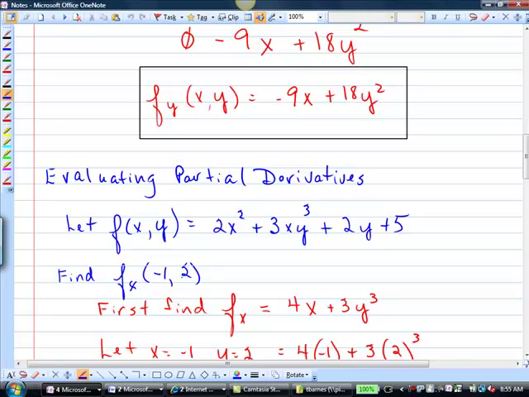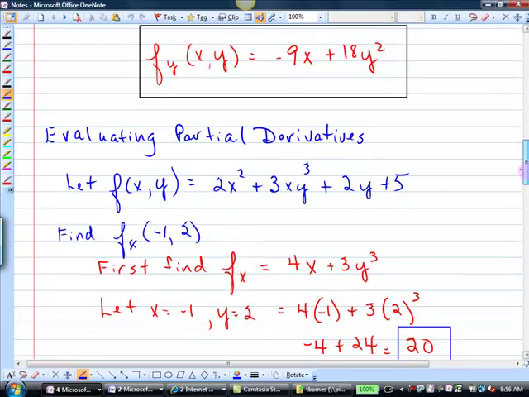So we're evaluating this derivative at a particular place. So we have to first find f sub x. And if we're doing that, remember, what does that mean? It means y is a constant. So the derivative of 2x squared is 4x. The derivative of 3xy cubed, remember that the y is a constant, so that's going to be 3y cubed. The derivative of 2y, if y is a constant, is 0. And the derivative of 5 is 0. So the only two terms that we end up with are the 4x and the 3y cubed.